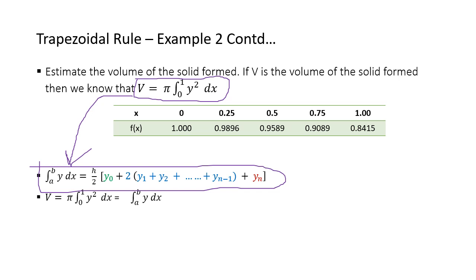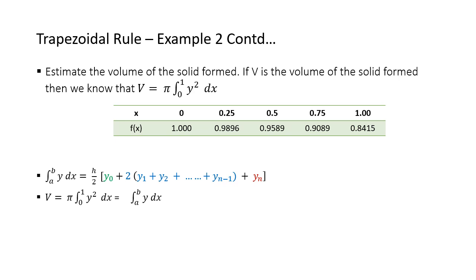So V is equal to pi times the integral from 0 to 1 of y square dx. That's our integration, same thing over here. If I compare these two things, then I need to add a few things to this formula. So let me do that. What we want to write here is, first of all, multiplied by pi, and then we have y square dx, a is 0 and b is 1.